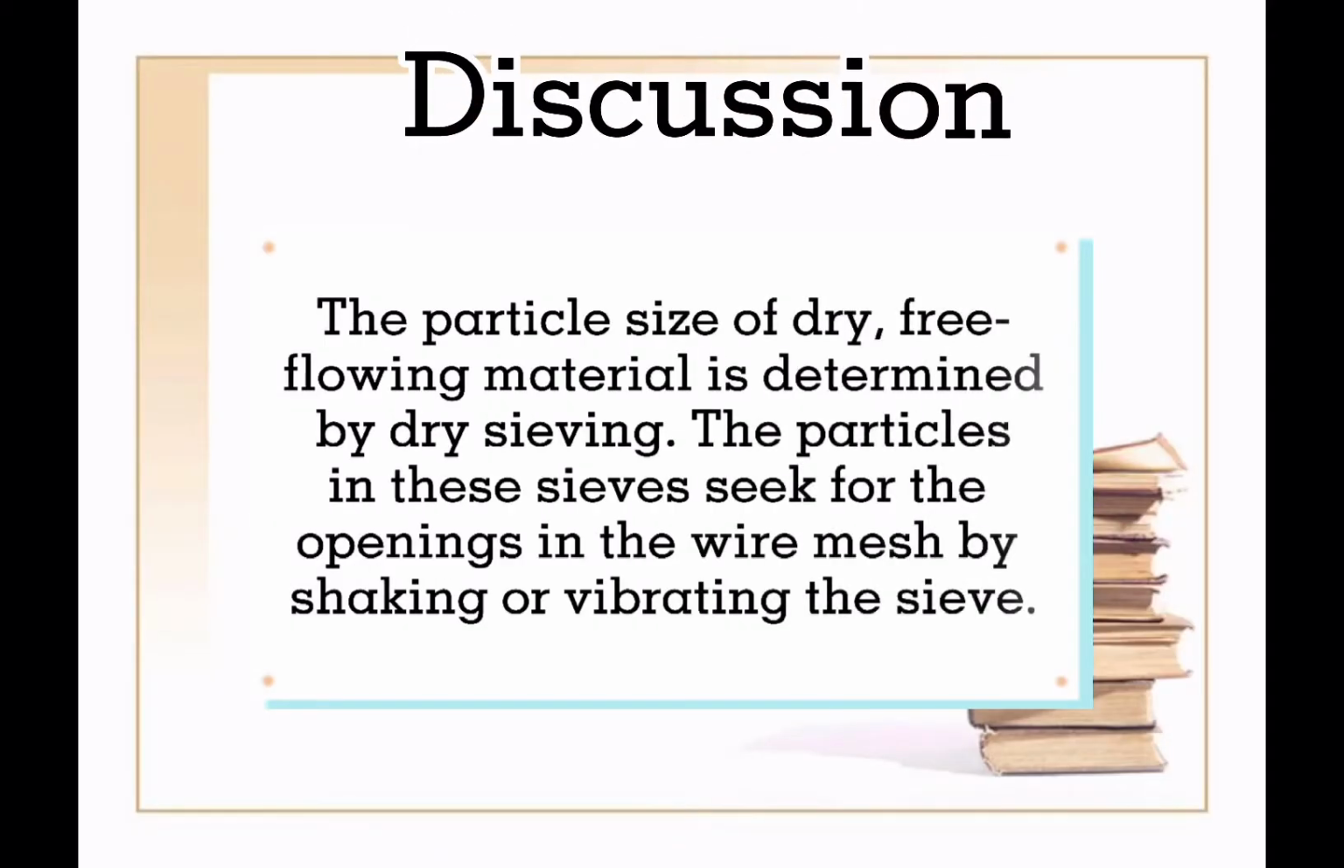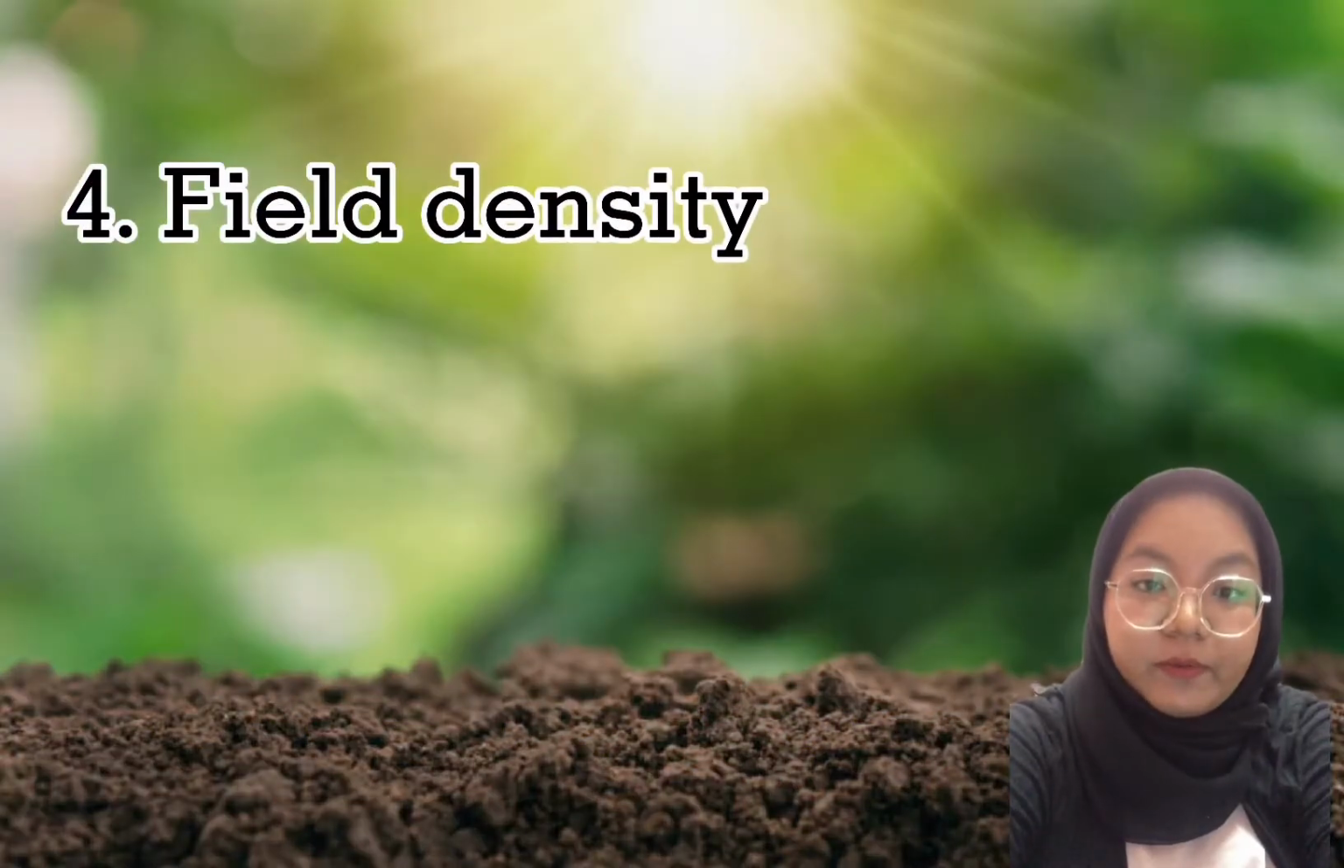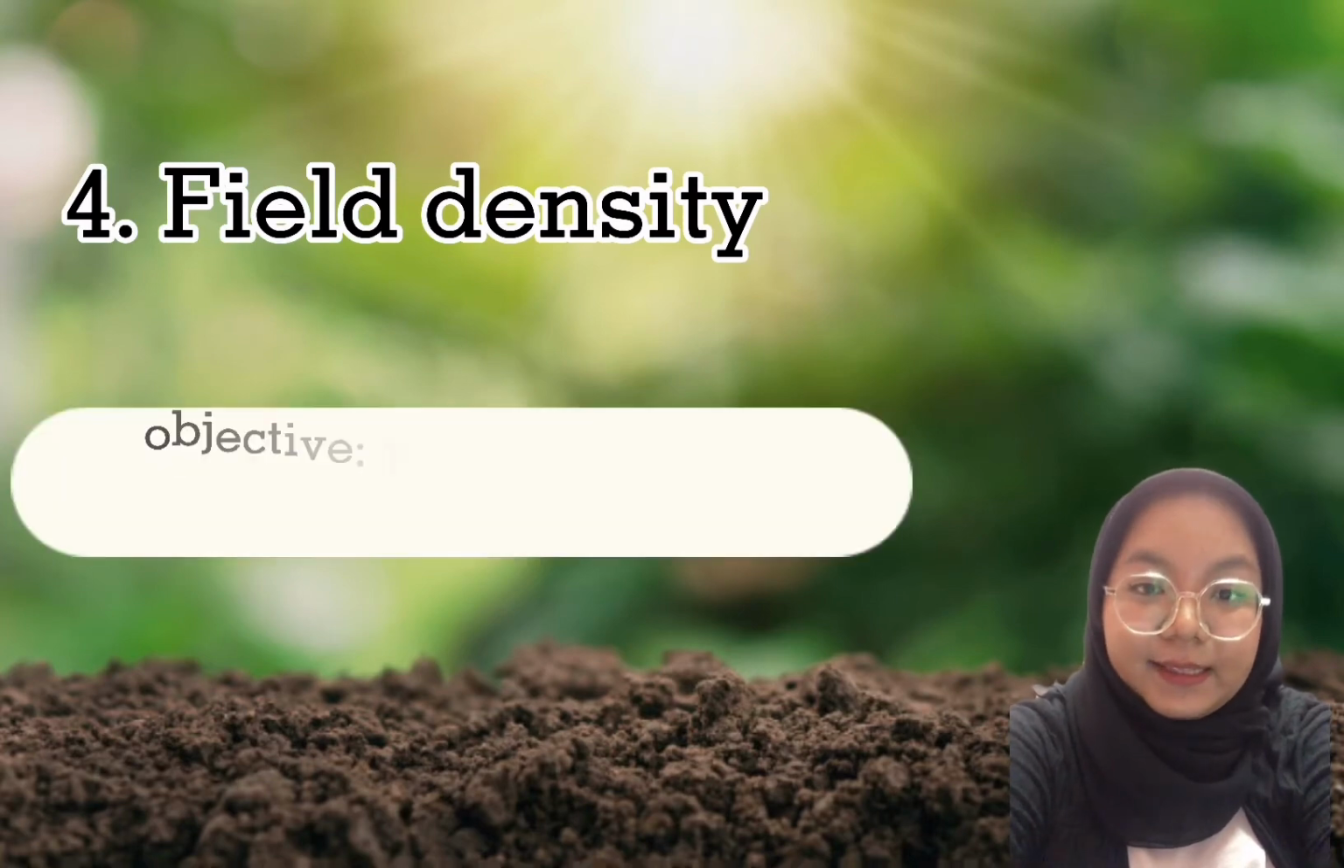The particle size of dry, free-flowing material is determined by dry sieving. The particles in the sieve seek the openings in the wire mesh by shaking or vibrating the sieve. Experiment number 4 is field density.